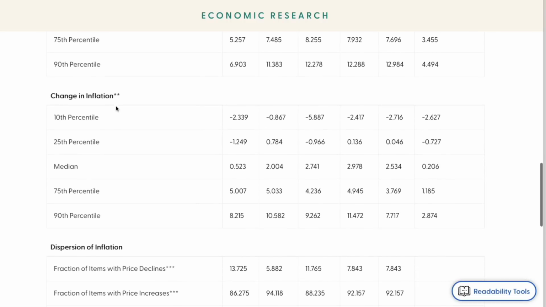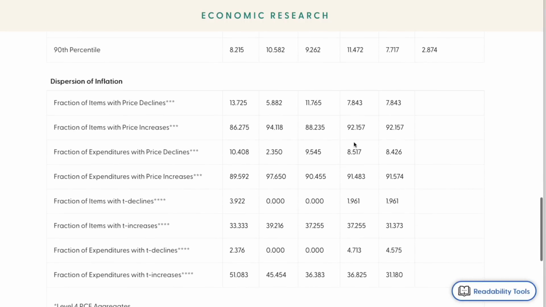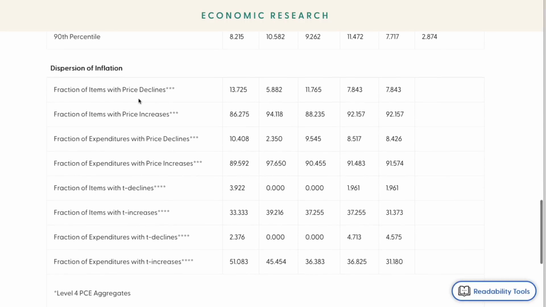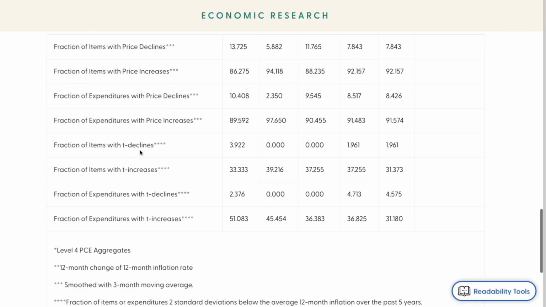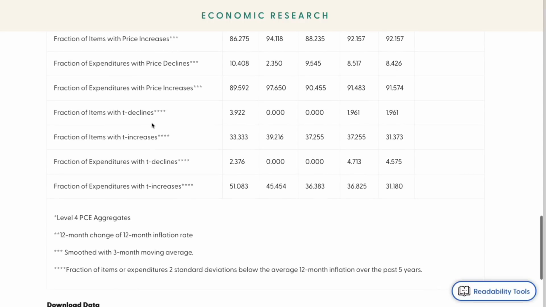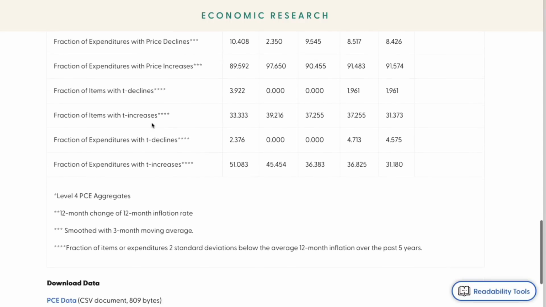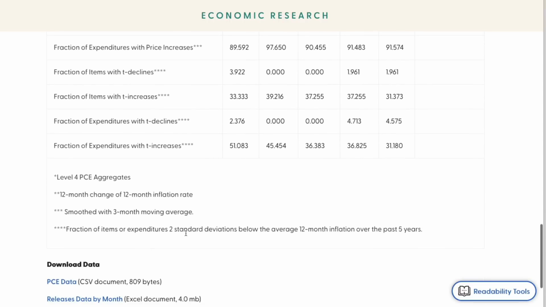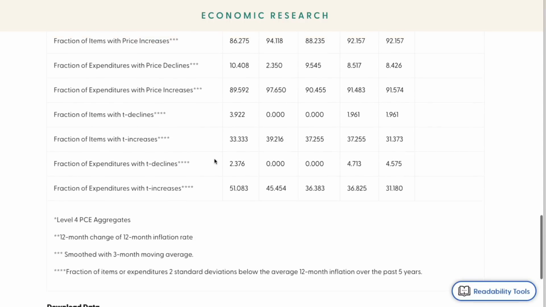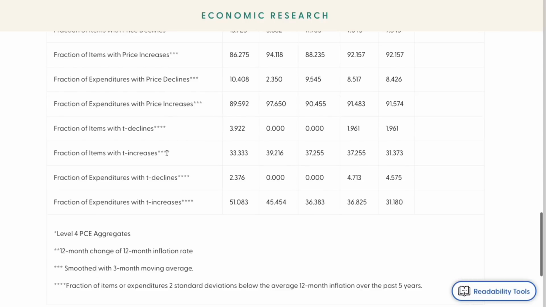Change in inflation. It gives different percentiles here. You have dispersion of inflation, fractions of items with price declines. This is CPI. Expenditure over here is PCE. And then it talks about price declines and price increases. This is anything 2 standard deviations. So it gives fraction of items or expenditures 2 standard deviations below the average. So this would be below the average. This would be above the average.